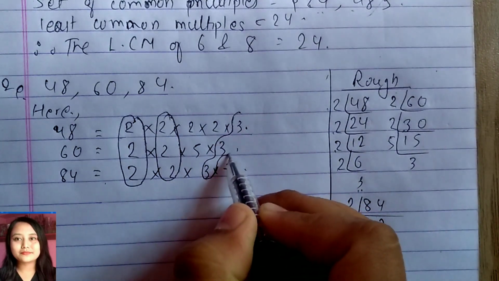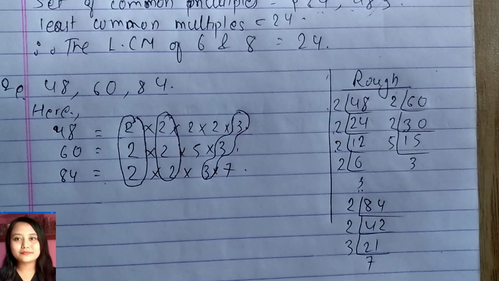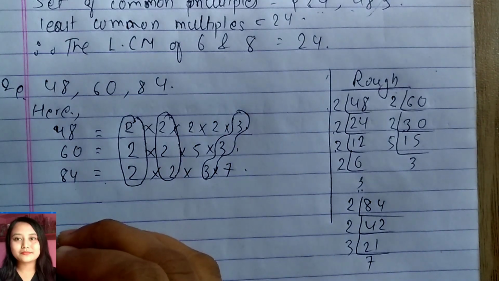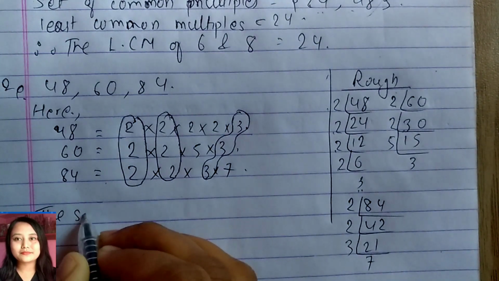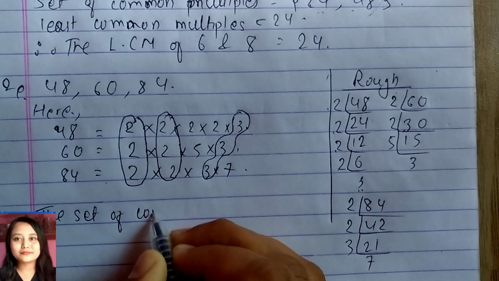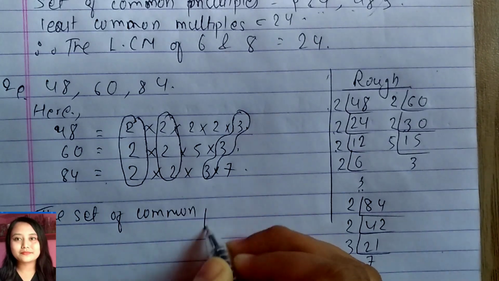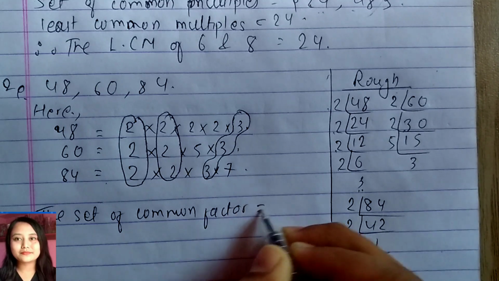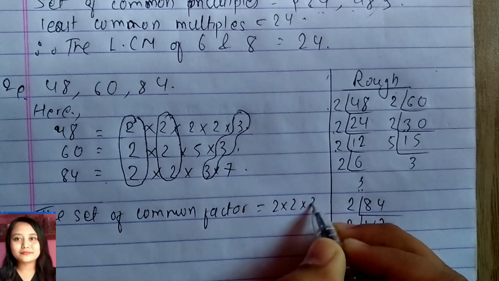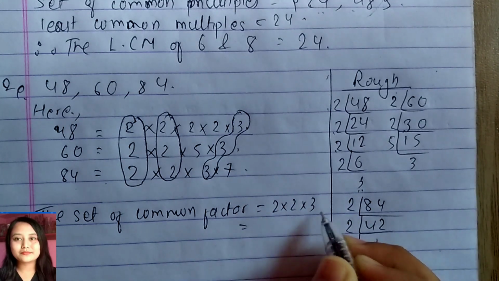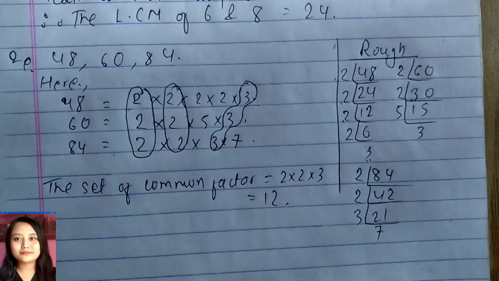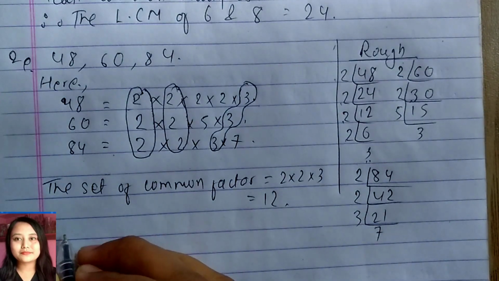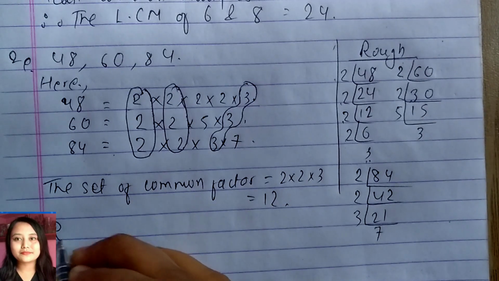So the common factors are like this. Let's write the set of common factors, which equals 2 into 2 into 3, that is 2 2s are 4, 4 3s are 12. 12 will be there. Another we have is the remaining factors.